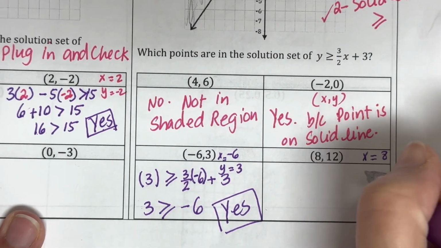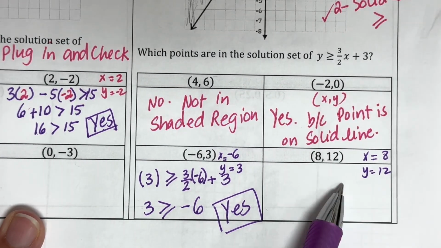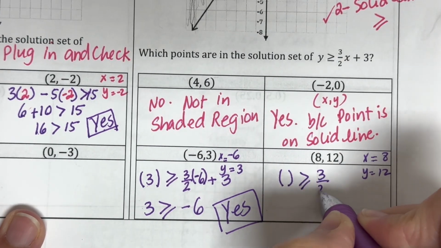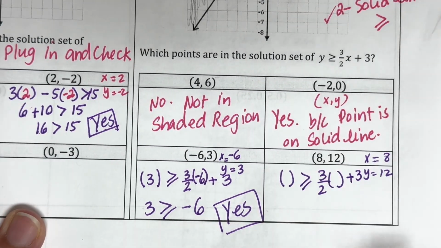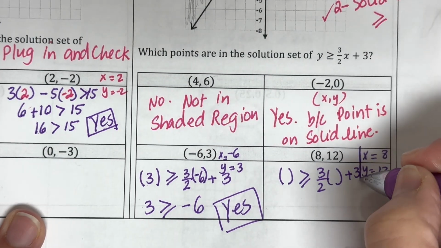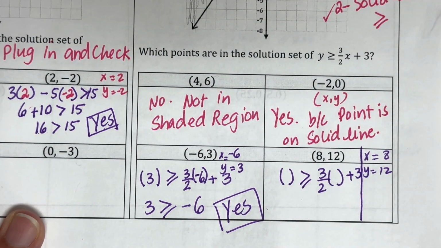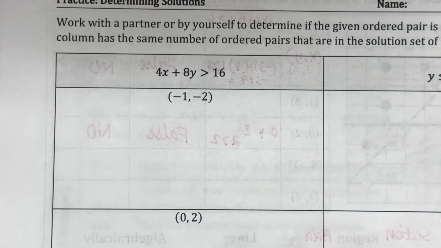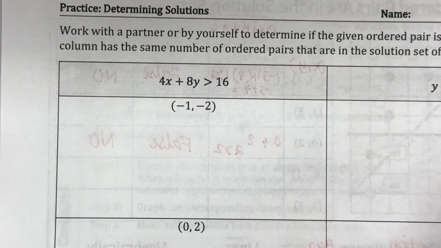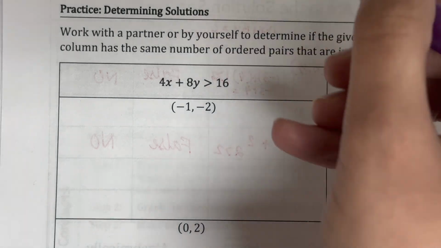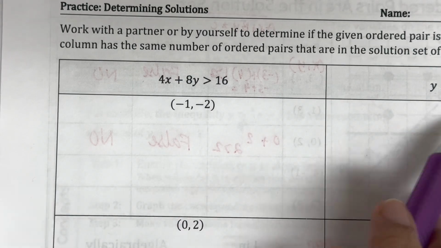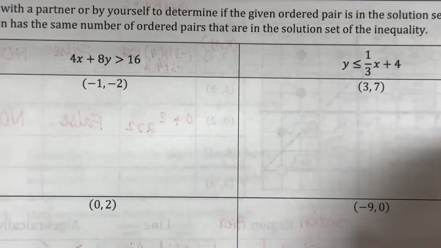X is 8, y is 12. Go ahead and plug in the numbers using parentheses, and solve in the calculator and see if you're able to tell whether it is part of your answer or not. Okay? Go ahead with that. Once you're done with this, you have to finish the back side. You have to use the plug-in and check method, and then have me check all of these questions. The equation is written on the top. Use the plug-in and check method for both of these, and let me check these questions.